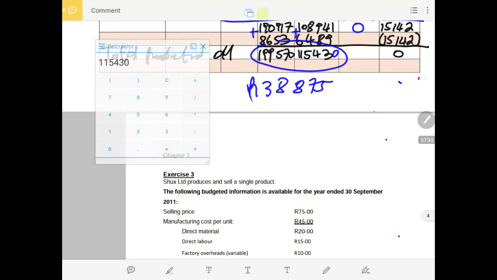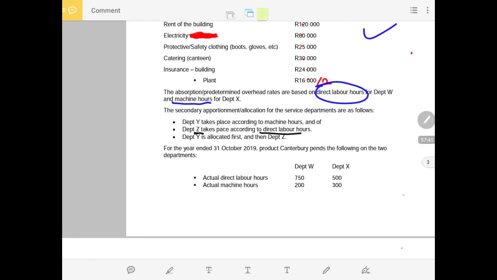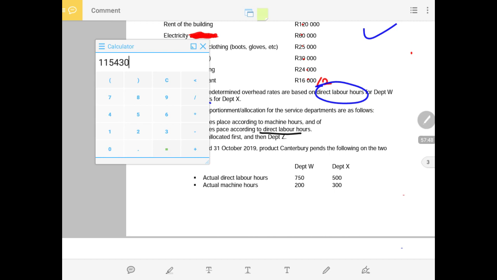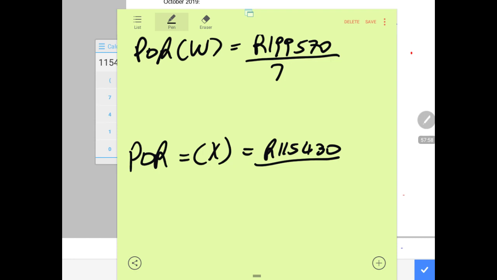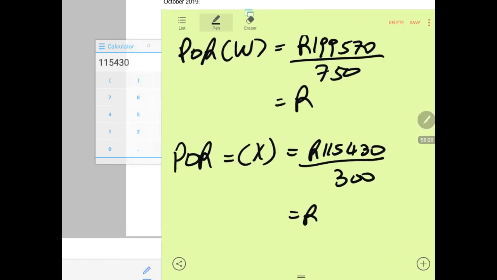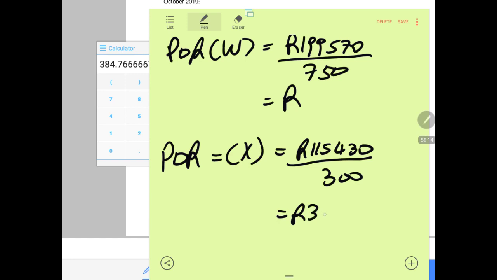Then we go to our basis of allocation now. The first one is on labor hours, the second one is on machine hours. So we have 750 labor hours and 300 machine hours. We divide here by 750 and get our 18 rands, and we divide here by 300. We get to our POR as 384.77 cents per machine hour.